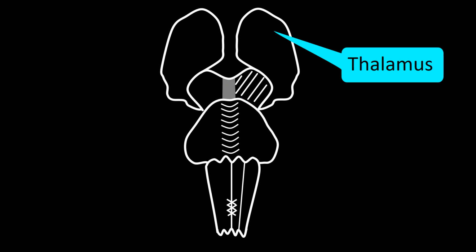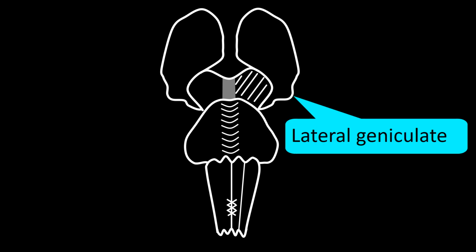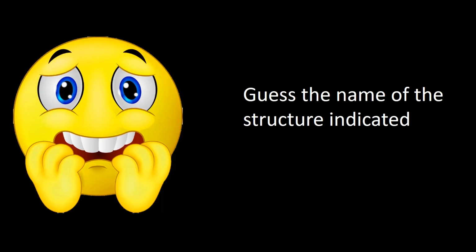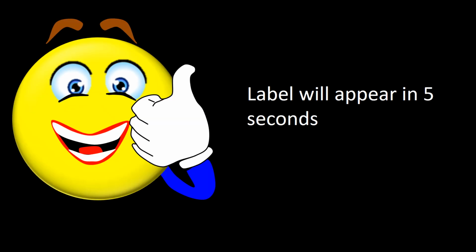The structure above the midbrain, as we have already mentioned, is the thalamus. Now I am pointing to the lateral geniculate, an important visual center, and now to the medial geniculate involved with hearing. Now we're going to take a few minutes to see what you remember. Guess the name of the structure indicated. Say it out loud. Label will appear in 5 seconds.